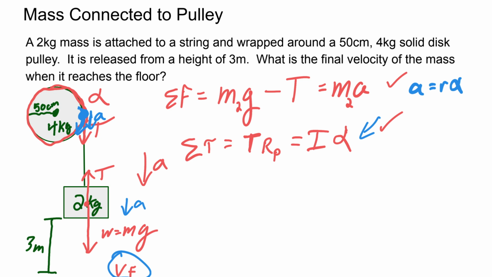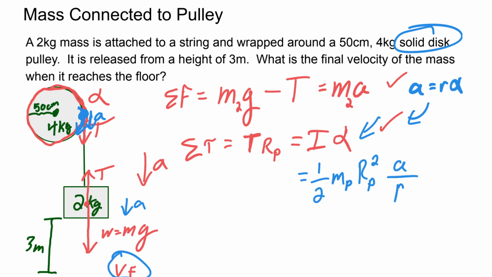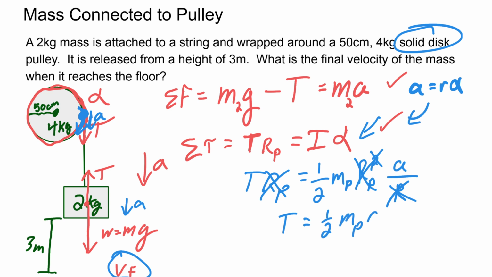The first sub we'll make is for I. Remember, this was a solid disk. The equation is 1/2 m, and this is m of the pulley, times r of the pulley squared. And then for alpha, when we make the substitution, we get alpha is equal to a divided by r. Notice we can make some cancellations. One of these r's is going to cancel with one of these r's, and then this r over here is going to cancel with this r over here. So we're left with tension equals 1/2 the mass of the pulley times the acceleration. The last thing I'm going to do is substitute this tension into here, and then solve for the acceleration.